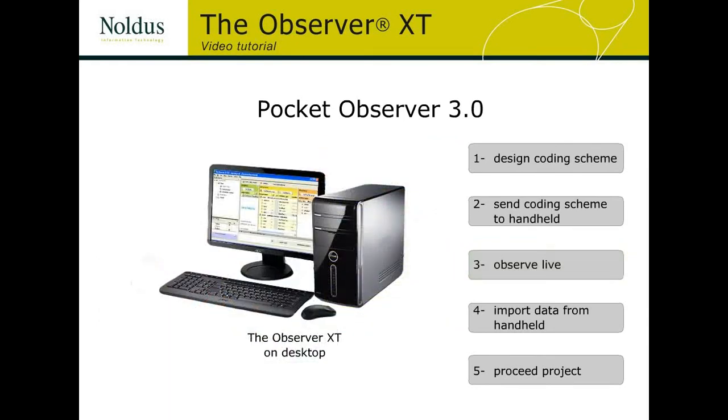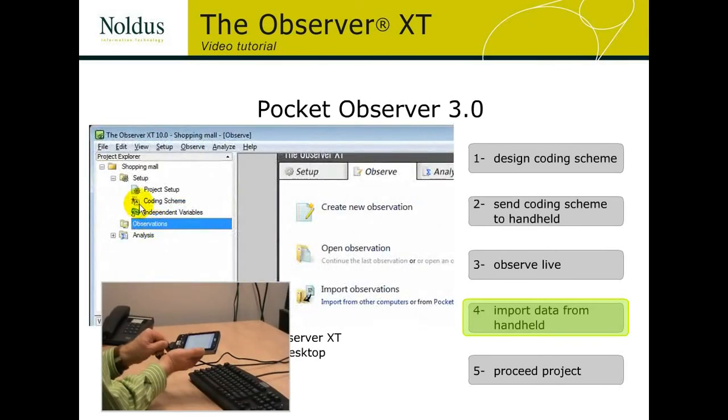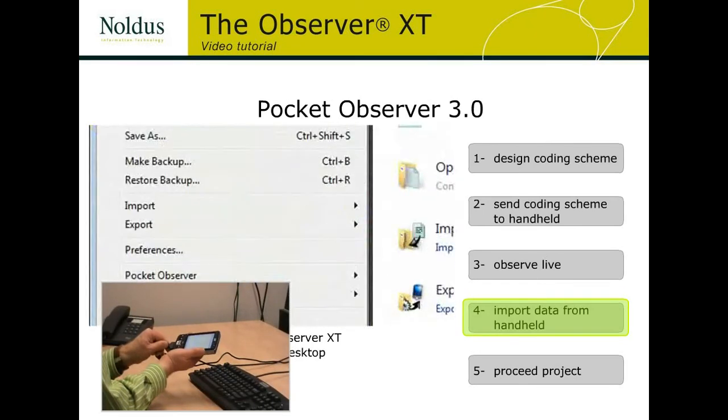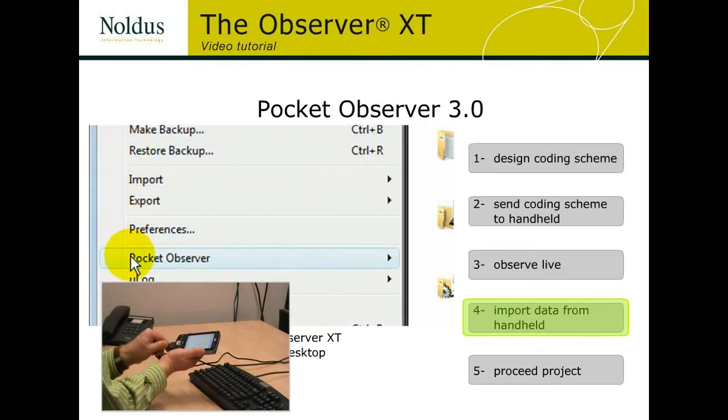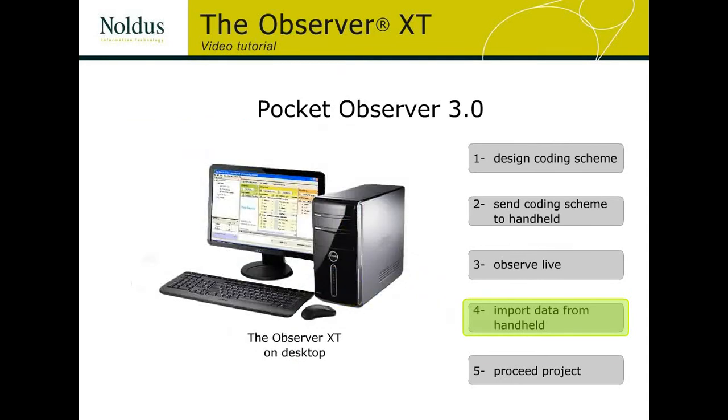Do your data analysis in the Observer XT on your personal computer. To import the observational data from your handheld, you connect it. And then you open the Observer XT, and from the File menu select Pocket Observer and then Import Observations. You can proceed just like in any other Observer project to visualize and analyze the data.